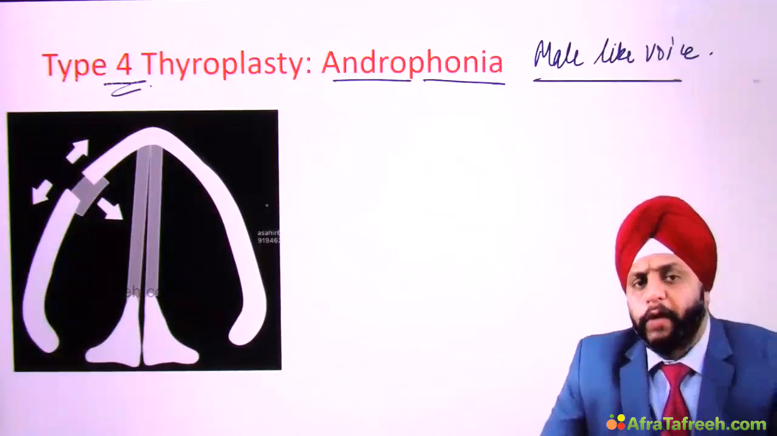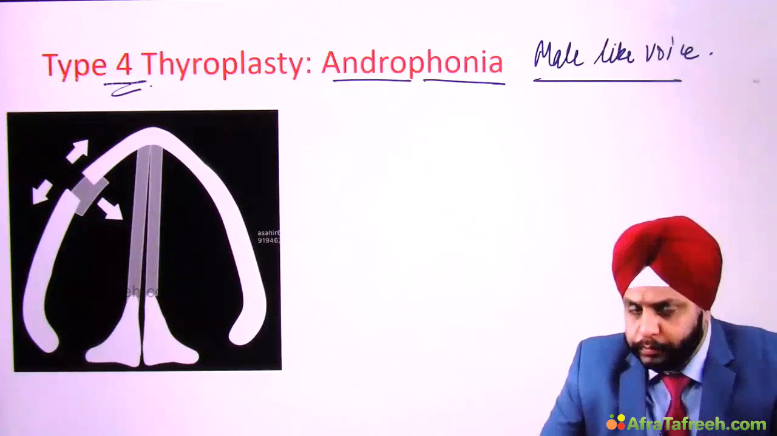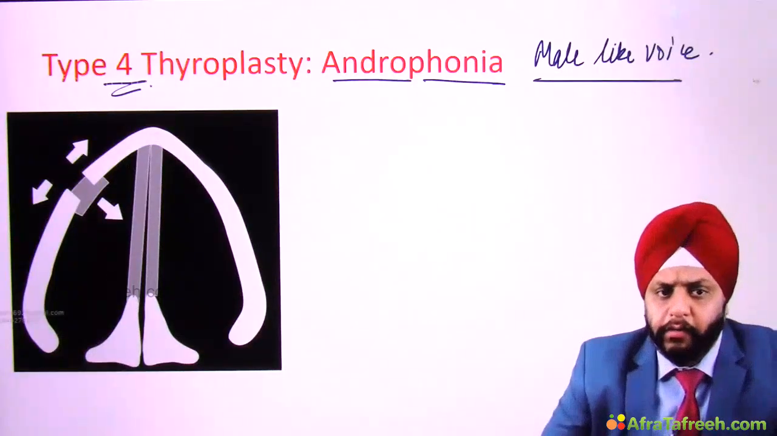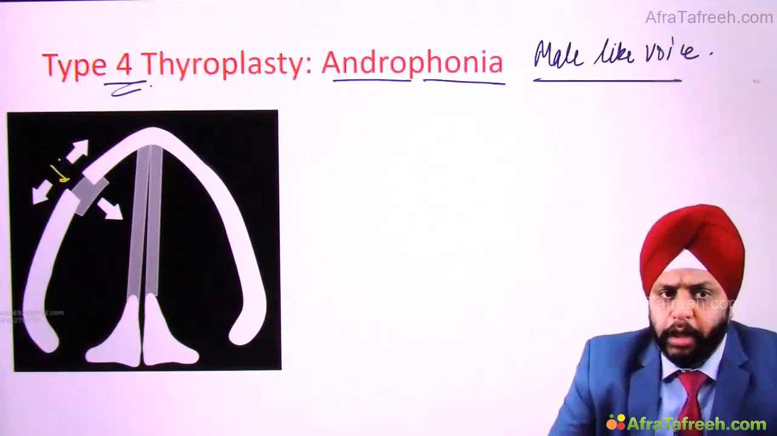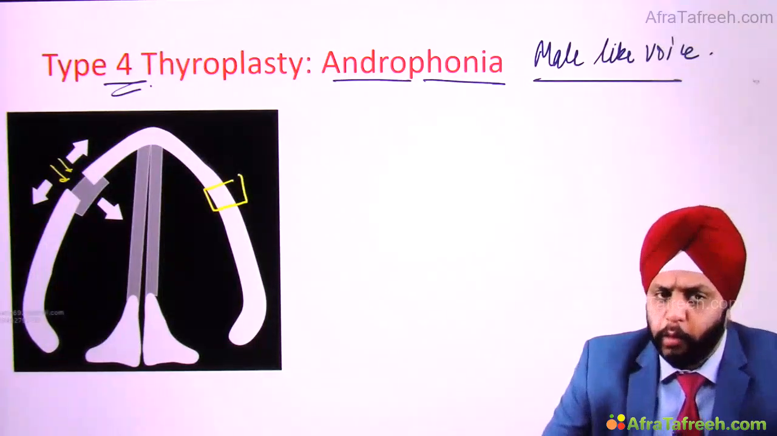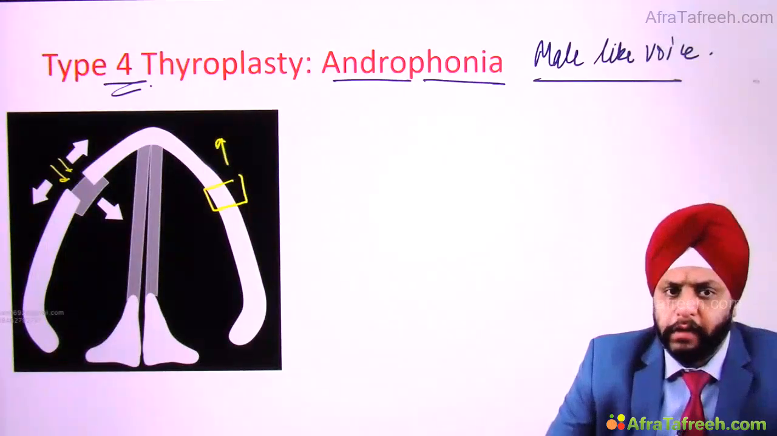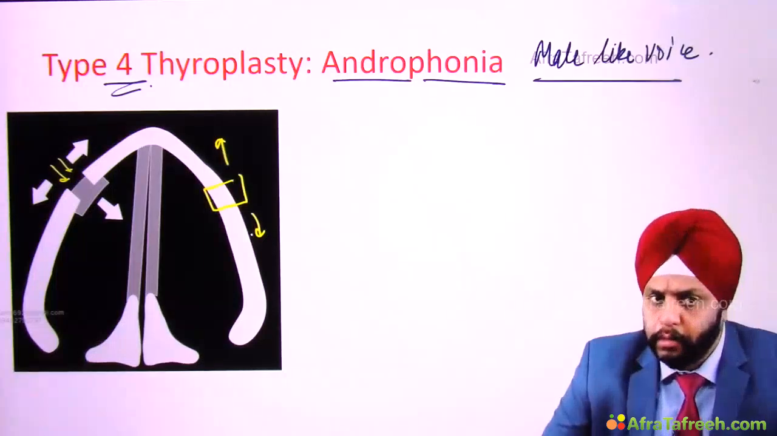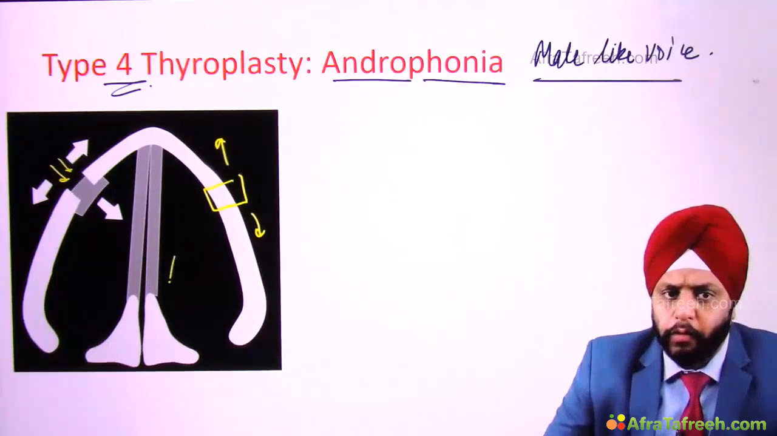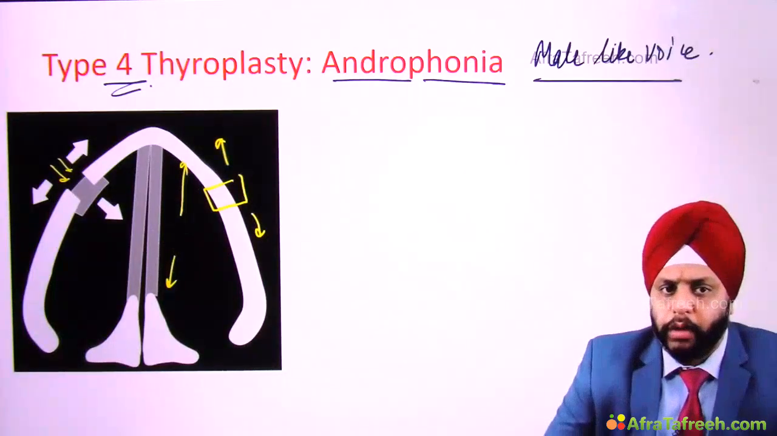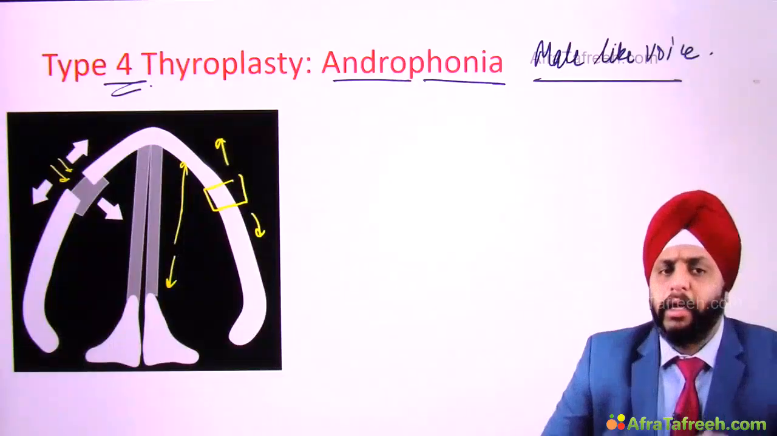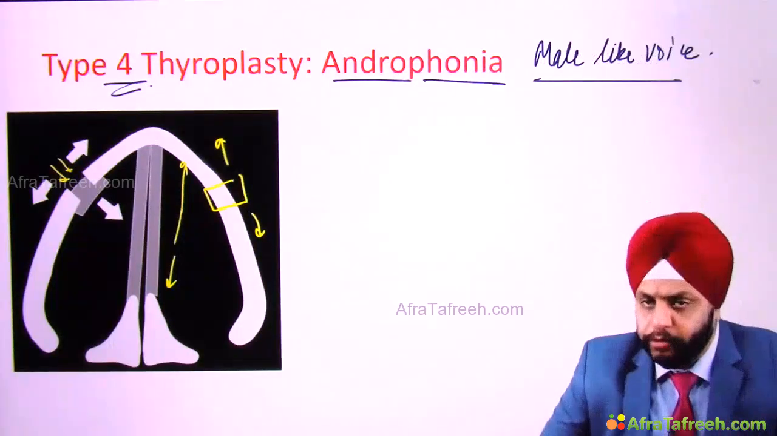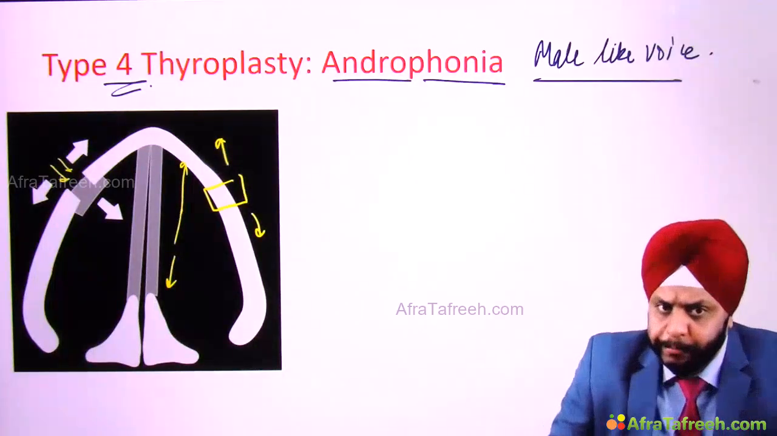What you have to do now is increase the tension in the vocal fold. We give an incision in the thyroid cartilage, as you can see over here, and put a block over here. We put this block on both sides. It will increase the anterior posterior diameter of the thyroid cartilage and therefore these vocal folds are stretched. Once they are stretched, the length increases, the tension increases, and the voice becomes high pitch. That is your type 4 thyroplasty.